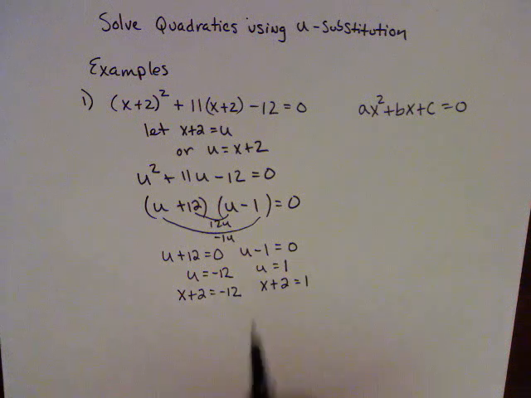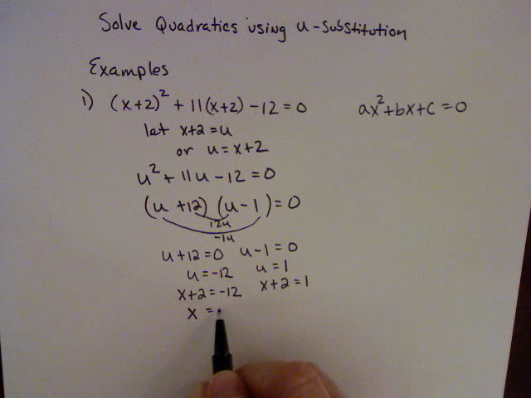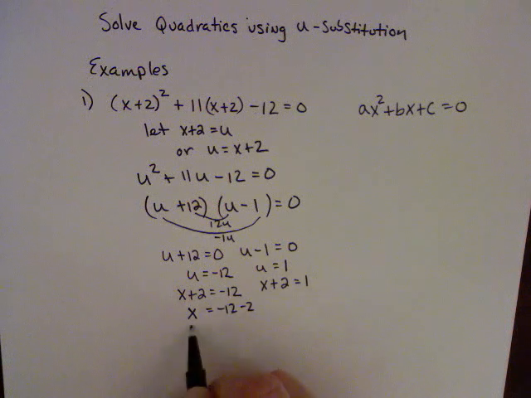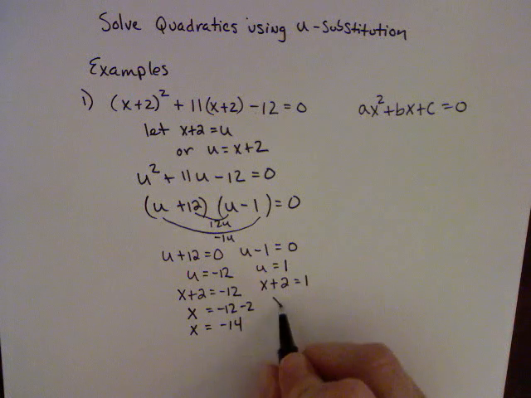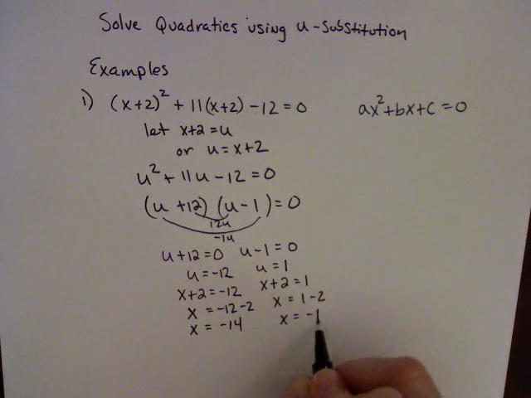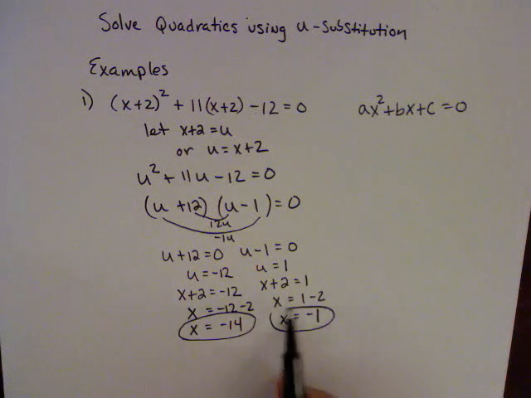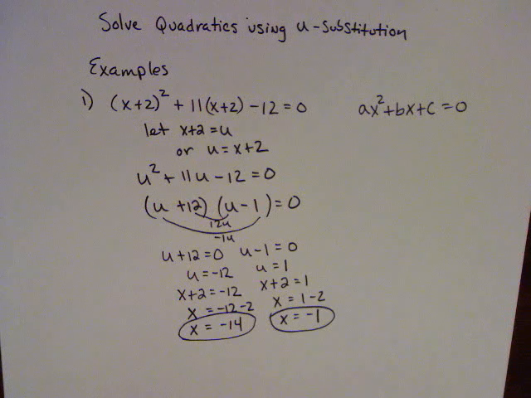Now we can solve for x. X equals negative 12 minus 2, so x is negative 14, and x is equal to 1 minus 2, which is negative 1. These are your two solutions to this example.